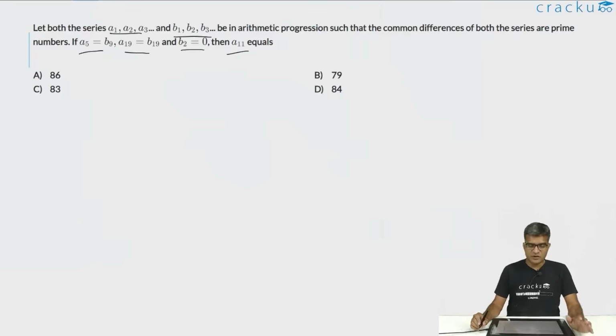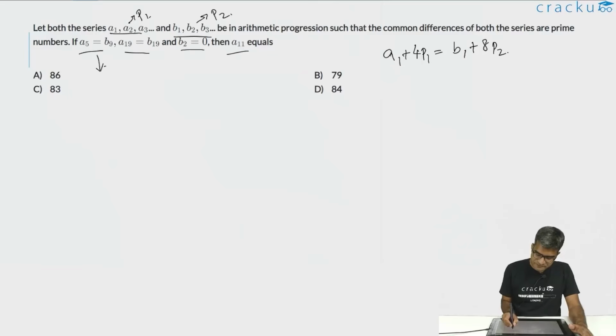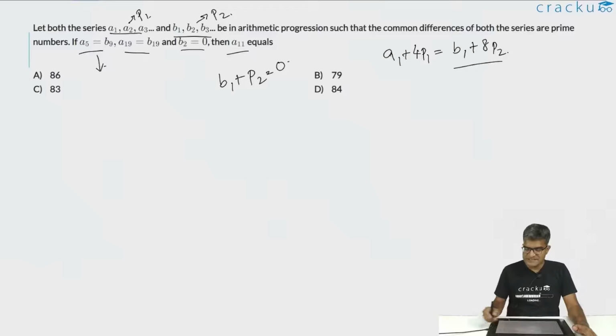So let us assume that the common difference of the first one is say P1, which is a prime number. And the common difference of the second arithmetic progression is say P2, which is also a prime number. We are told that A5 is equal to B9. What is the value of A5? That will be A1 plus 4P1 is equal to B9, which is equal to B1 plus 8P2, because the common difference for the second one is P2, the common difference for the first series is P1. We know that B2 is equal to 0, so this would imply that B1 plus P2 is equal to 0. So B1 plus 8P2 is equal to 7P2.